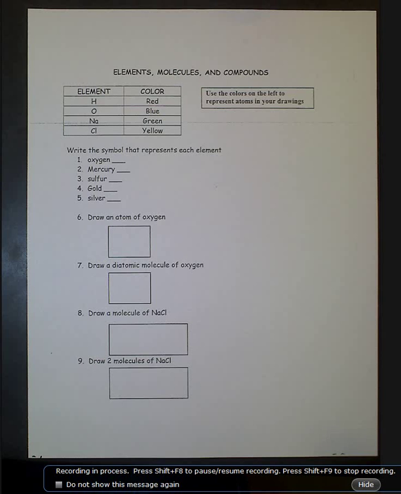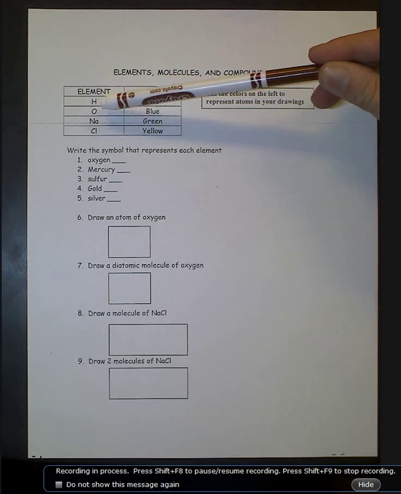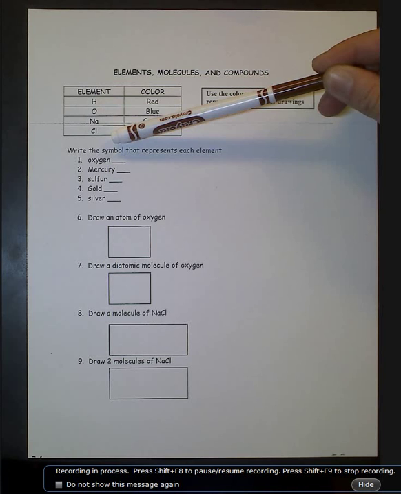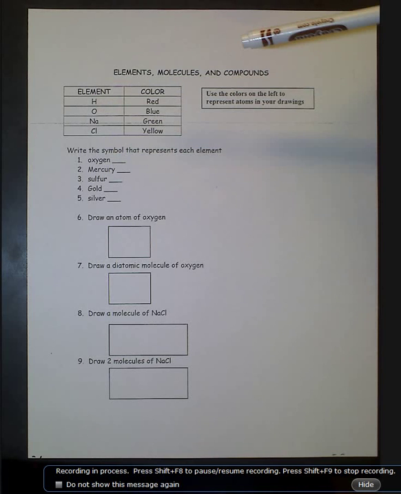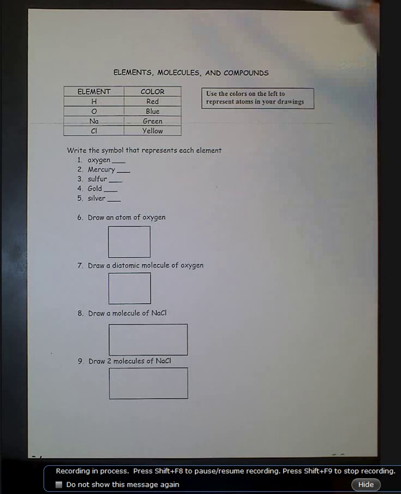Here we go. We're going to do some elements, molecules, and compounds. A little bit of a review. Okay. We're working with 4 different elements. We should know these. We have H for hydrogen, O for oxygen, Na for sodium, Cl for chlorine. Okay. Write your symbols that represent these elements here. Okay. Use your periodic table.